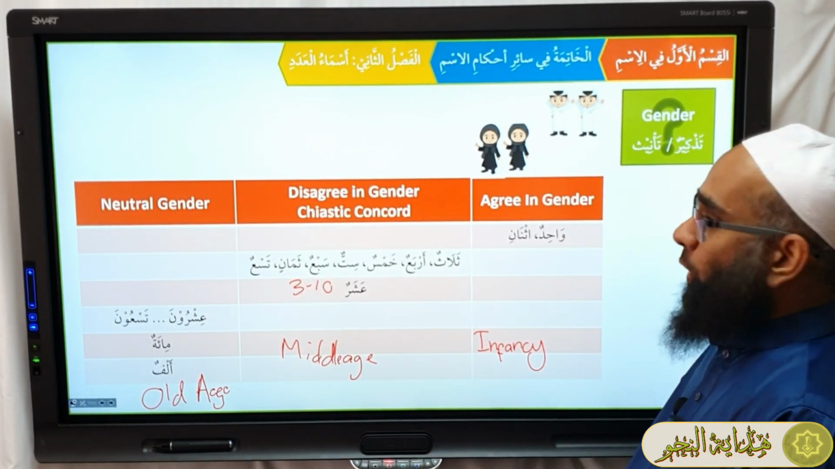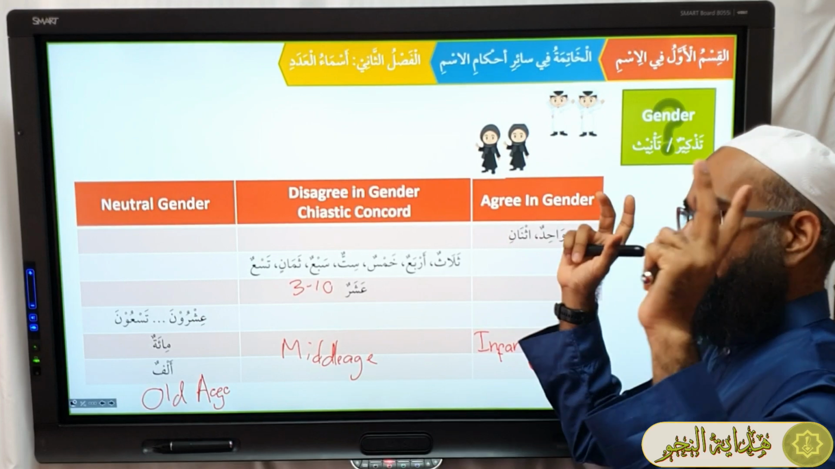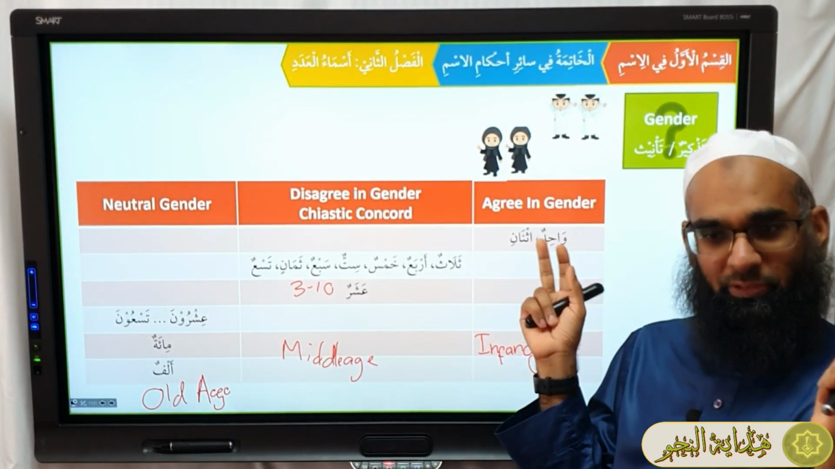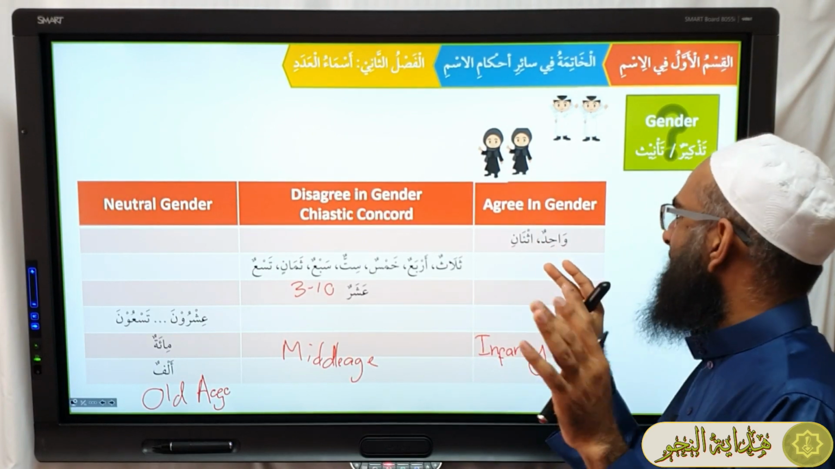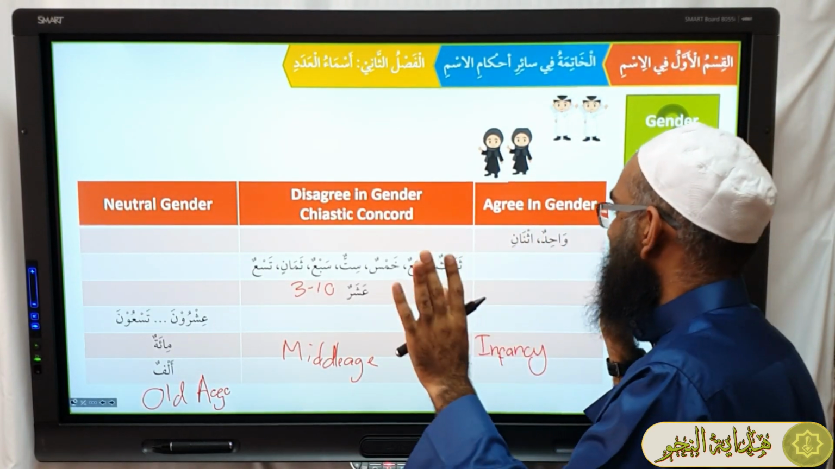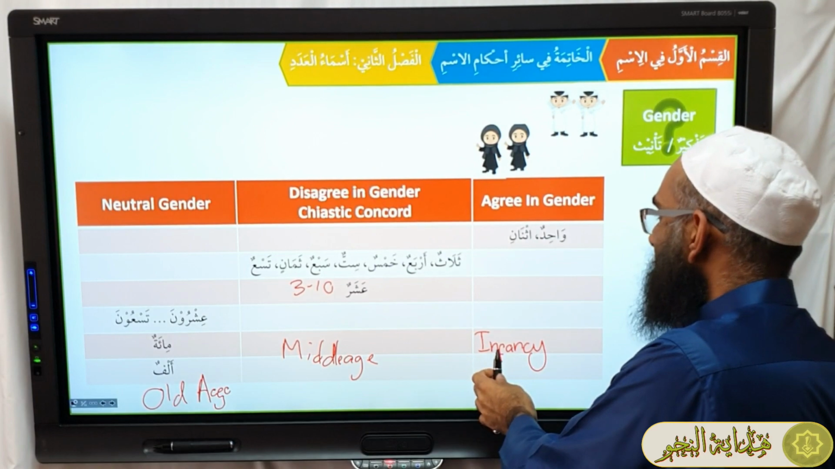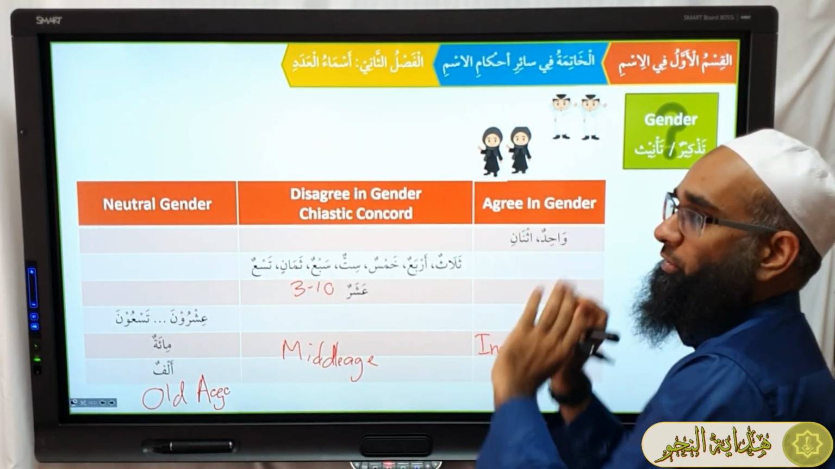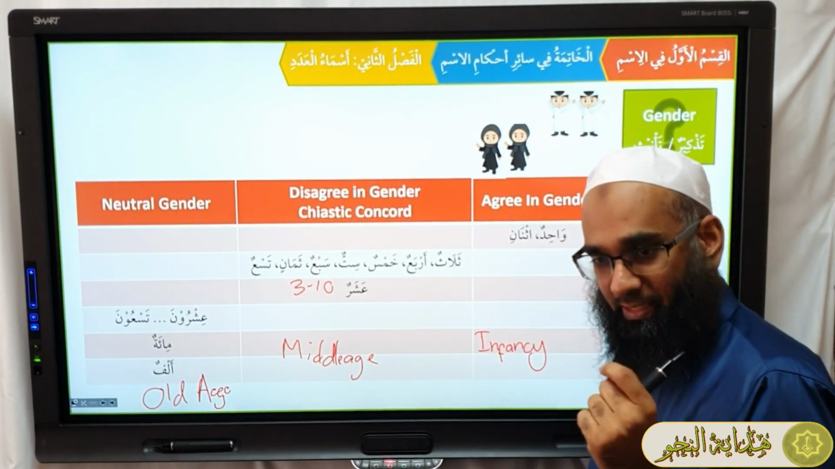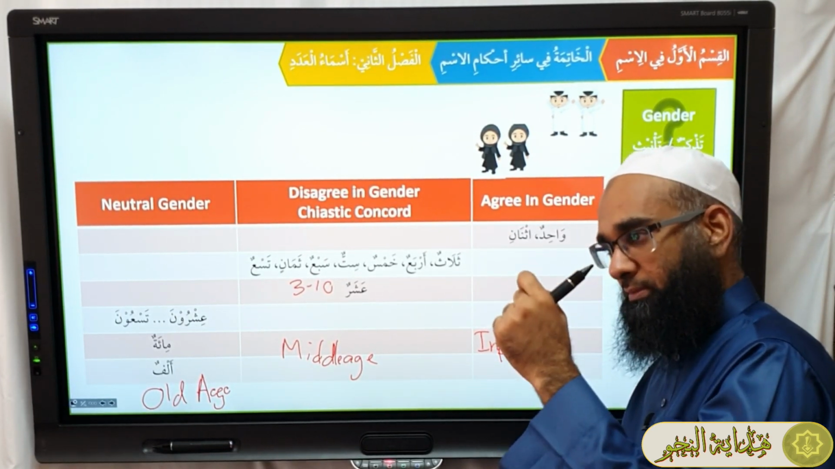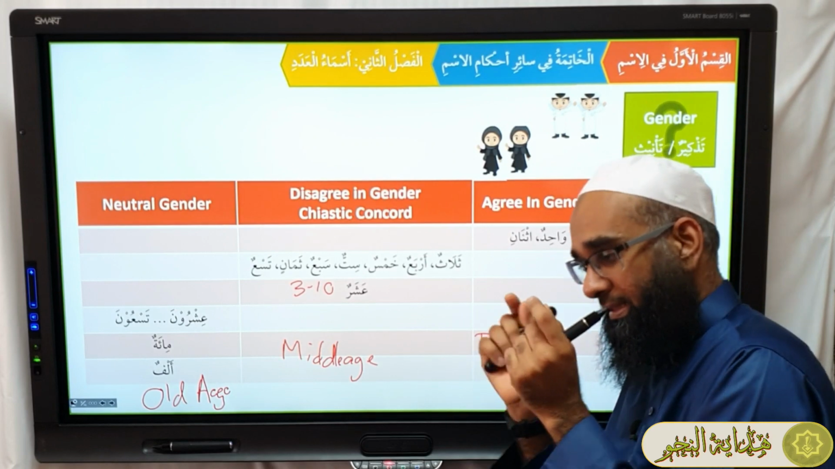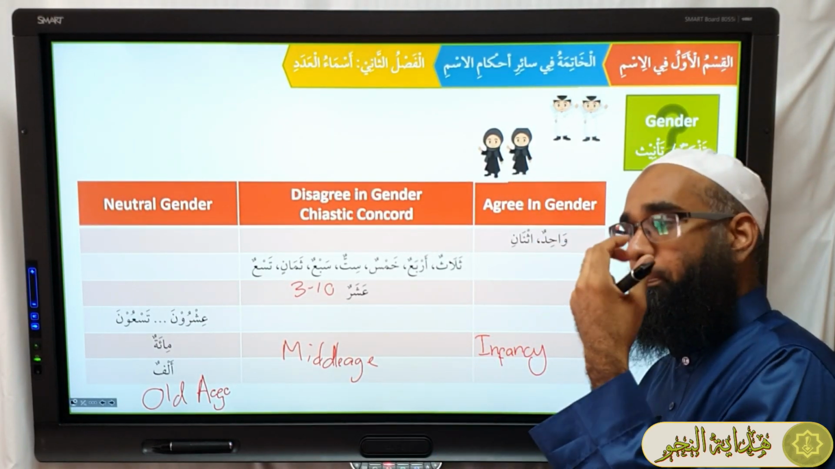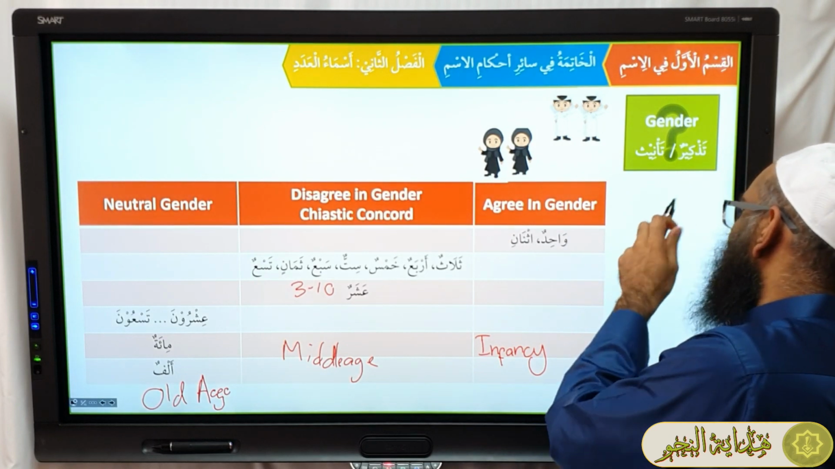Now, kids, I'm going to give examples you can get in your mind. When the kids are together, boys play with boys, girls play with girls. Usually that's what they do. I don't like boys. I don't like girls. That's how they are when they're kids. So what happens? When you're in infancy, you'll match in gender. Boys will play with the boys, girls will play with the girls. So wahid and ithnan, the number will do what? The number will match with the ma'dud. So if you're talking about, let's use a simple example here.